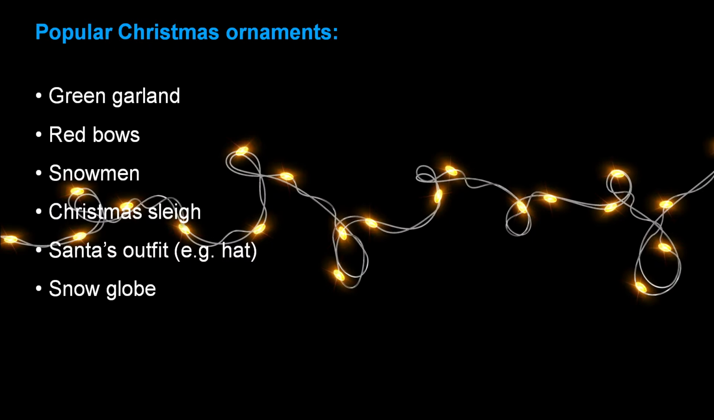The next thing is Santa's outfit. For example, the hat. It's a very common thing. For example, you see a logo of something, and when you see a hat on it, it's just associated with Christmas, and you can understand that Christmas is coming. It's a very simple ornament.